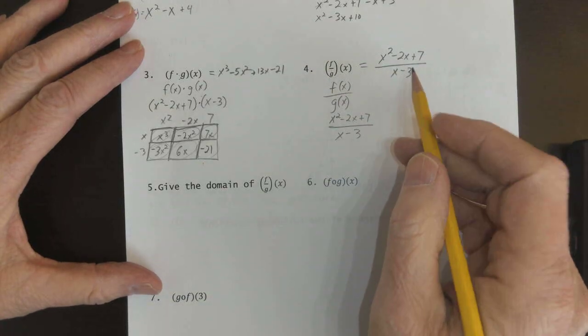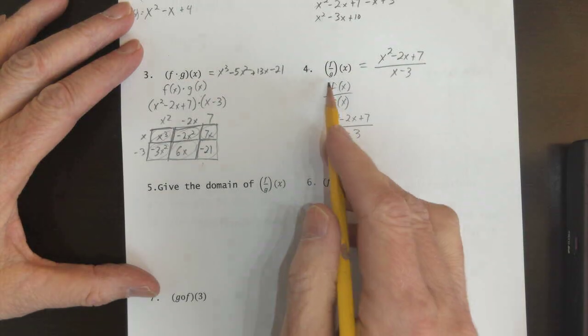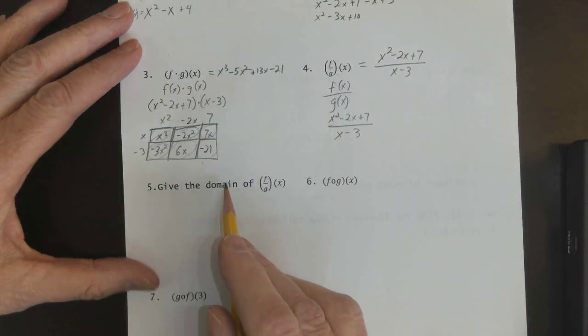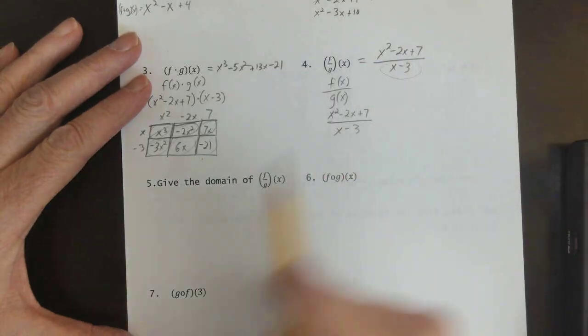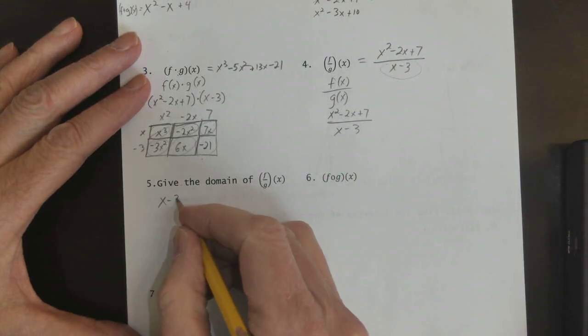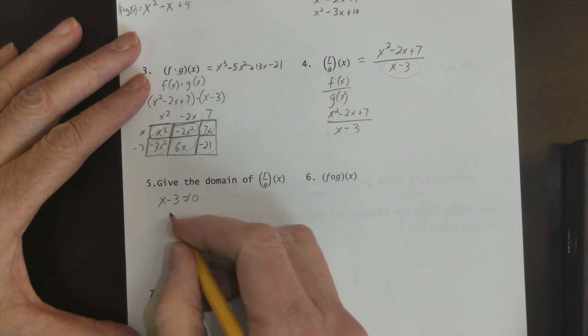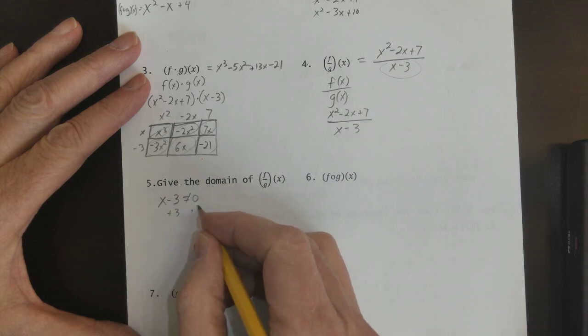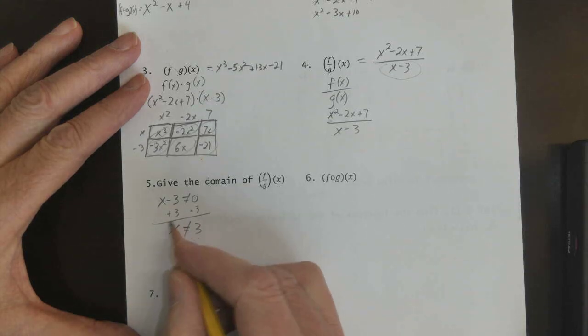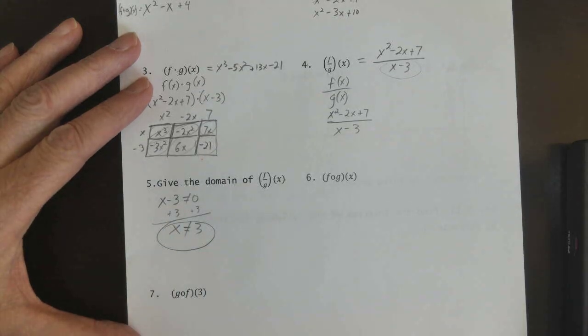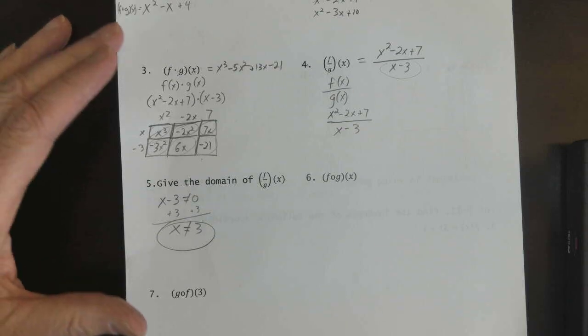Now, number 4 is f over g of x. Number 5 is asking for the domain of f over g of x. So I want you to look. The denominator cannot equal 0. If I add 3 here, it says x cannot equal 3. So the domain is all real numbers except 3.